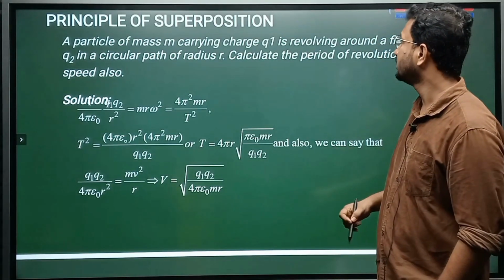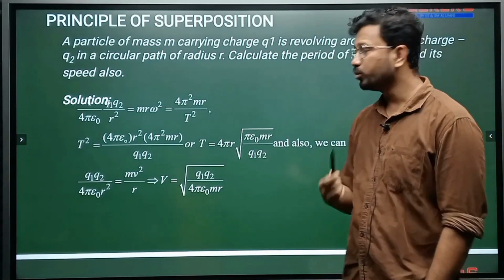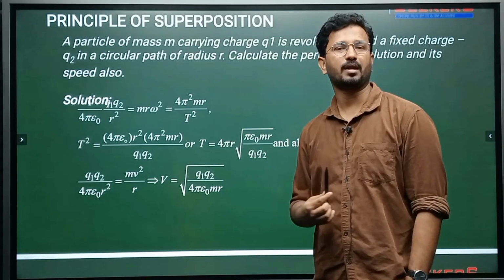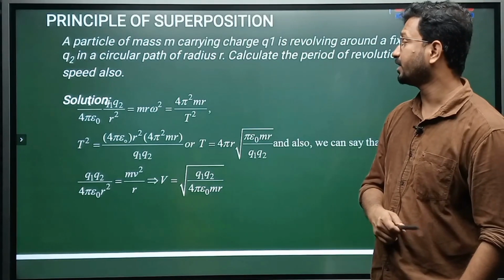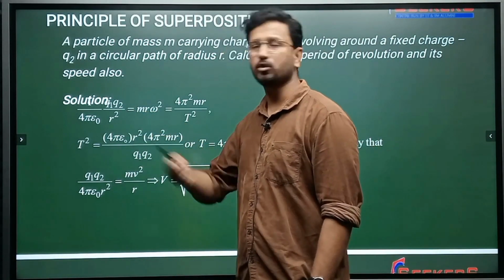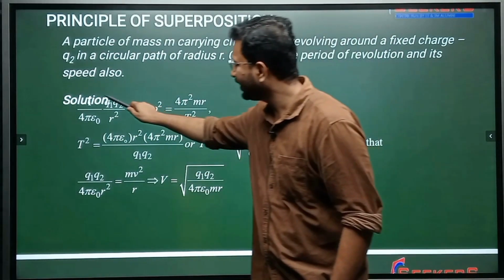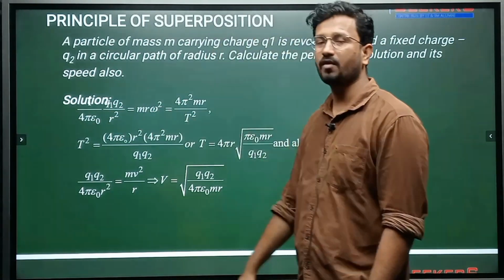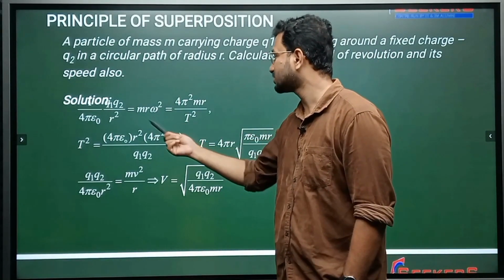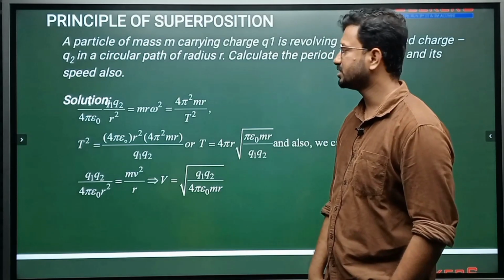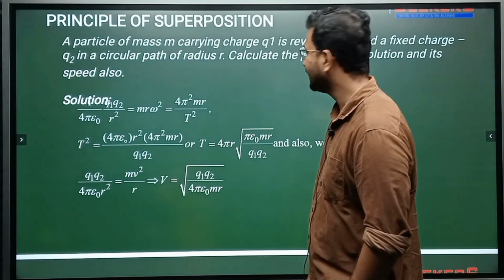Similarly, in this question, there is a charged particle Q1 which is revolving around Q2. Who is providing the centripetal force? The required centripetal force is provided by the electrostatic force of attraction between them. The electrostatic force of attraction is K Q1 Q2 by r square, or 1 by 4 pi epsilon naught Q1 Q2 by r square. This provides the centripetal force, whose formula is m omega square r, or mv square by r. Since the centripetal force is provided by the electrostatic force, we can write both equal, and from there we can calculate the speed and time period.